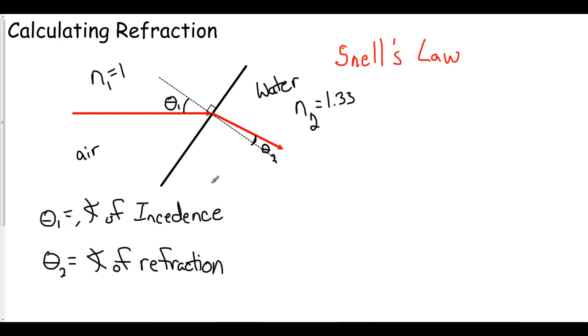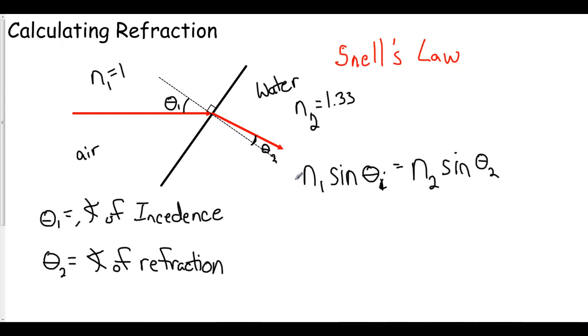Now, Snell put all of these things together in one very nice law to help us predict what these angles are and what the index of refractions are. He said, well, if you take the index of refraction of the first side, so in this case it's air, and multiply it times the sine of the angle of incidence, then that's going to equal the index of refraction of the second medium times the sine of the angle of refraction. So this is theta sub 2, this is theta sub 1. And so n1 sine theta 1 equals n2 sine theta 2.